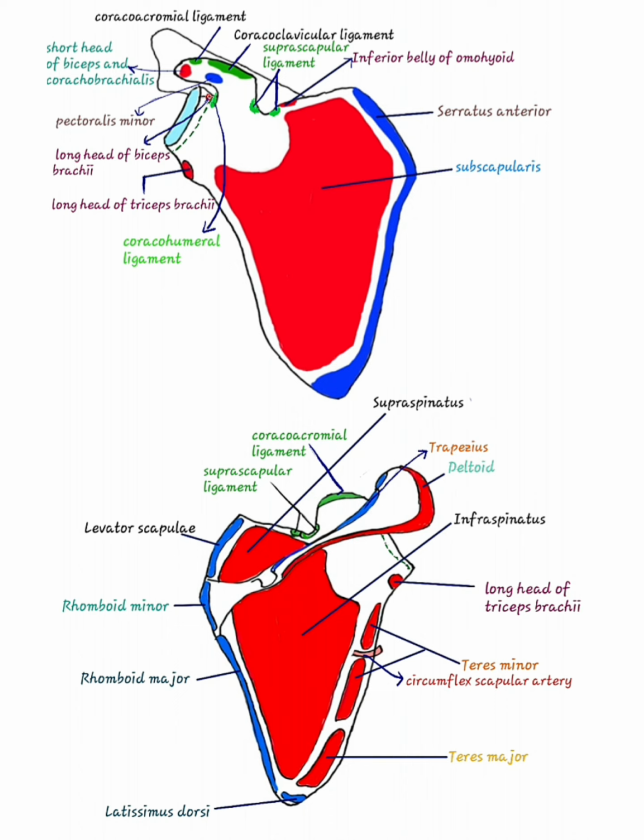Above the glenoid cavity, there is supraglenoid tubercle. Long head of biceps arises from supraglenoid tubercle. Long head of triceps brachii arises from infraglenoid tubercle. Inferior belly of omohyoid arises from upper border near suprascapular notch.